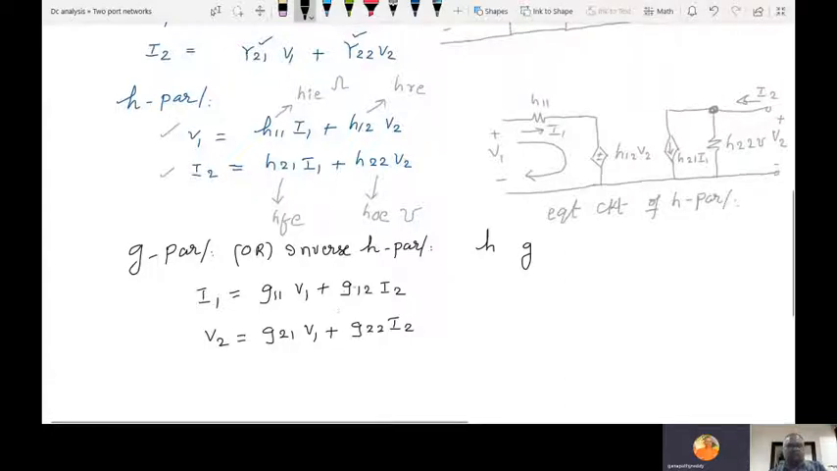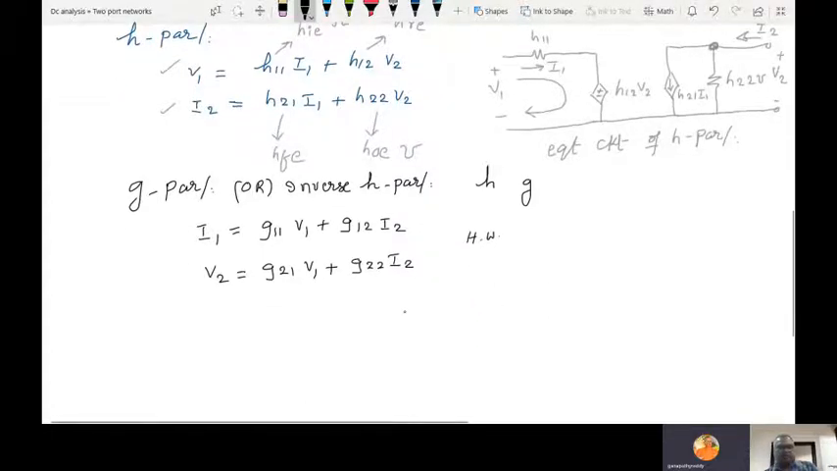In the same way, you can draw the equivalent circuit for this as homework. The first one is the current form, so parallel will come. The second is the voltage form, which is series. Left side parallel form, right side series form. Like that you can write.